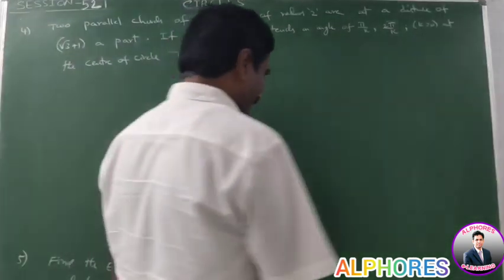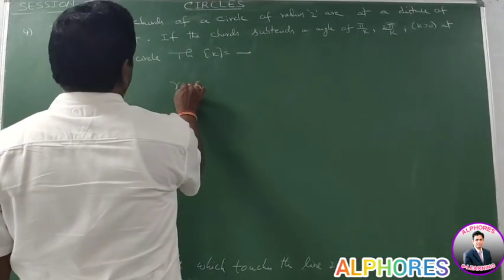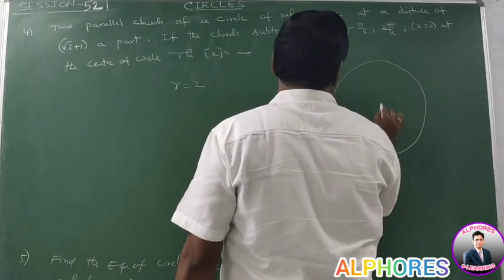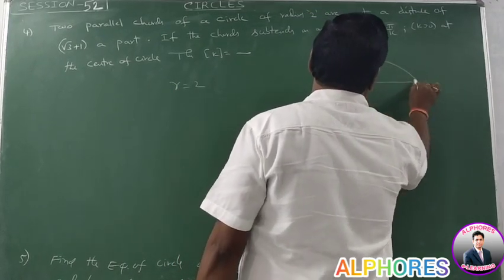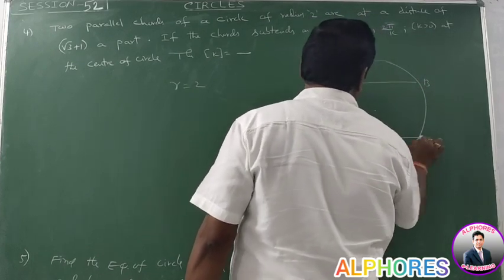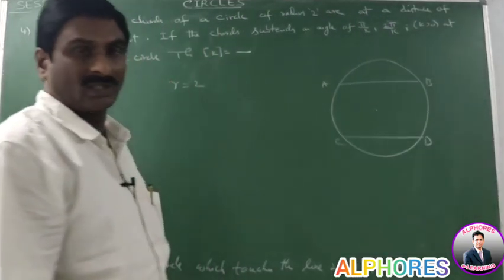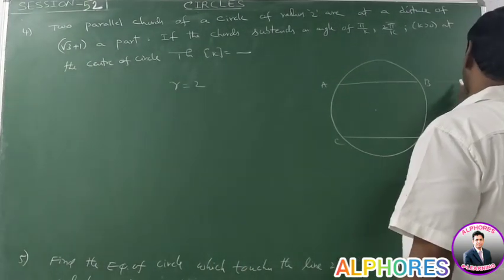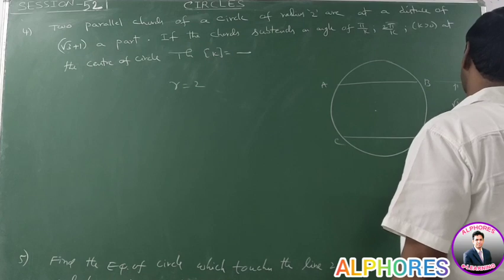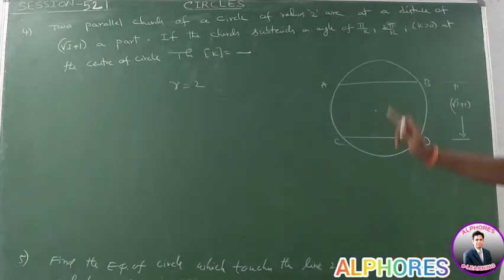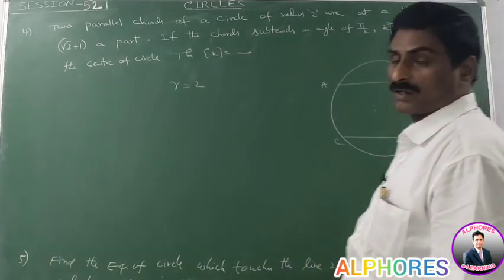In this case, the radius of the circle is equal to 2 units and two parallel chords are there. Suppose AB is one of the chords and CD is the chord which is parallel to the first chord AB. The distance between these two parallel chords is root 3 plus 1. It is the given data, and at the same time these chords subtend an angle pi by k, 2 pi by k at the center of the circle.